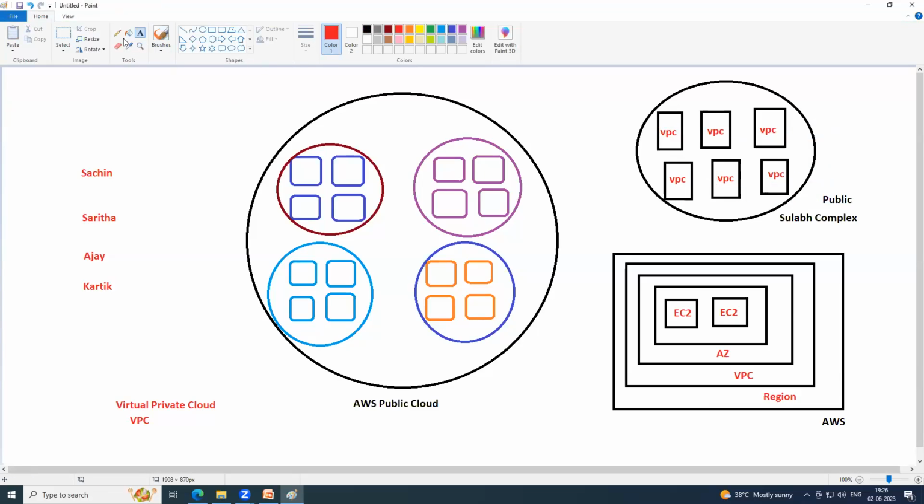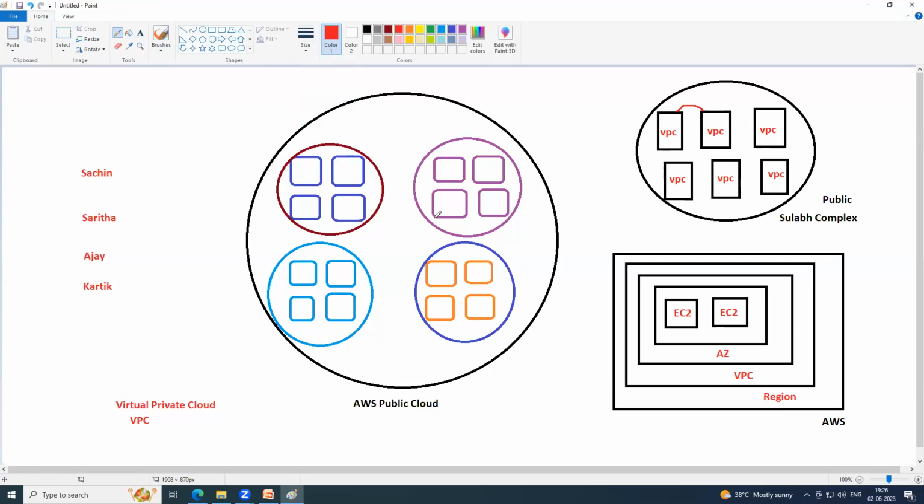Now tell me, question for you. I'll ask one certification question. You will answer it just like that. Can two VPCs talk to each other? No. Strictly no. That is right. Two VPCs cannot communicate with each other.